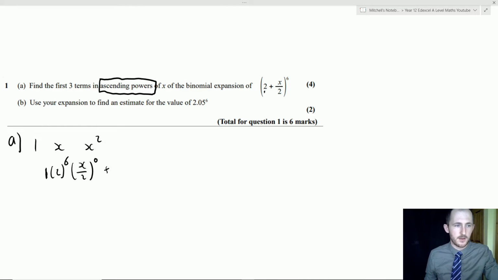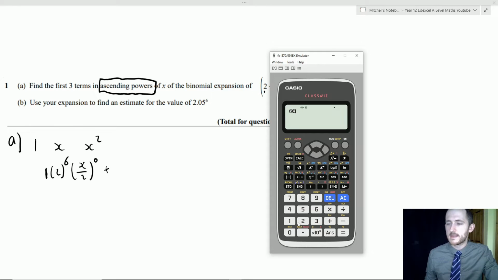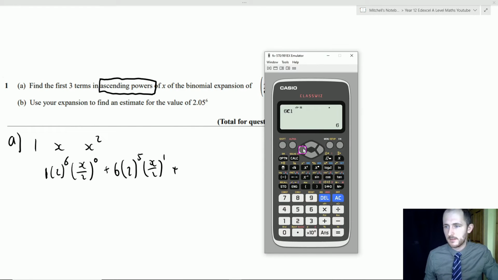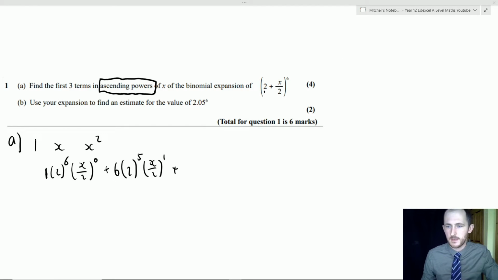Then plus, and let's bring our calculator back. What would the second term be? So again, even though it's a 1, it's the second term, because we start counting at 0. 6, so we're going to write 6. And remember what we do. Reduce the power of the 2, so from 6 we're going to 5, and increase the power of this, so x over 2 to the power of 1. Okay, good. Now bring back my calculator. Now we're going for the third term, which is represented by 2, 15. So 15. 2, again, reduce the power of the 2 to make it 4. Increase the power of the x to make squared.